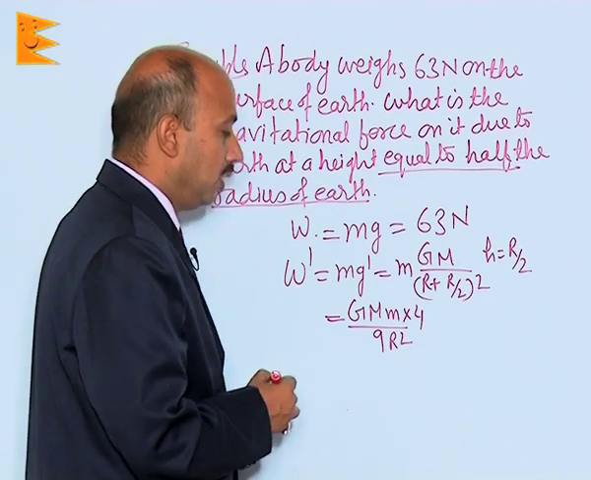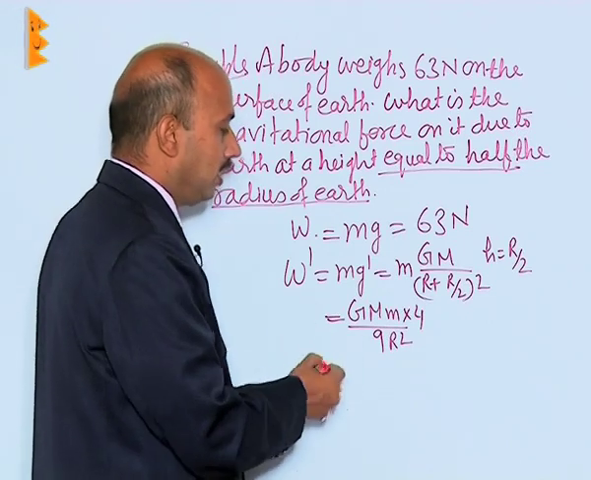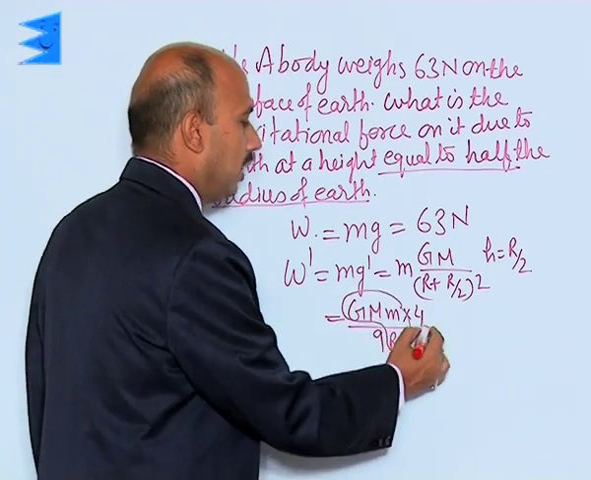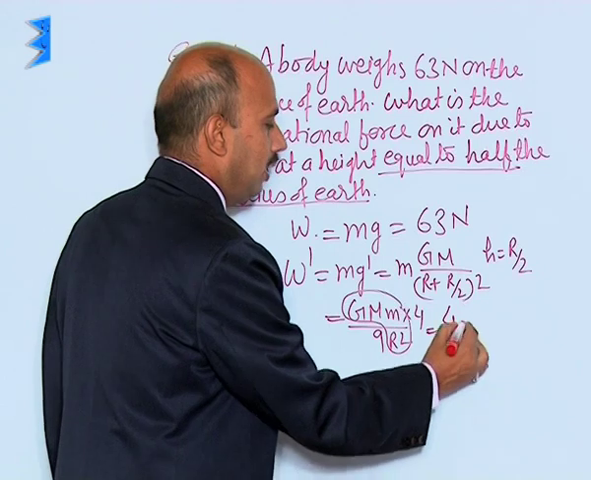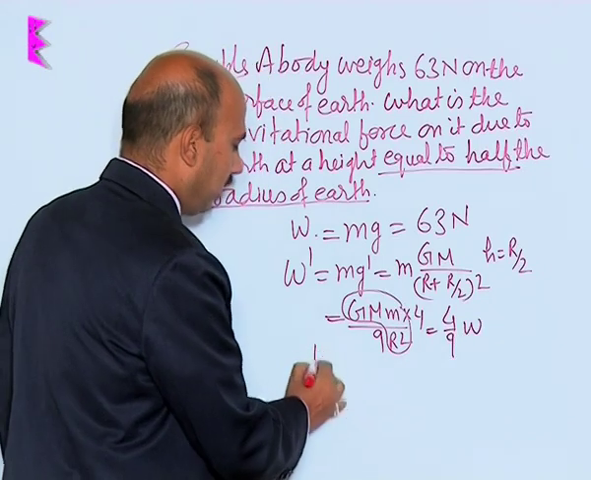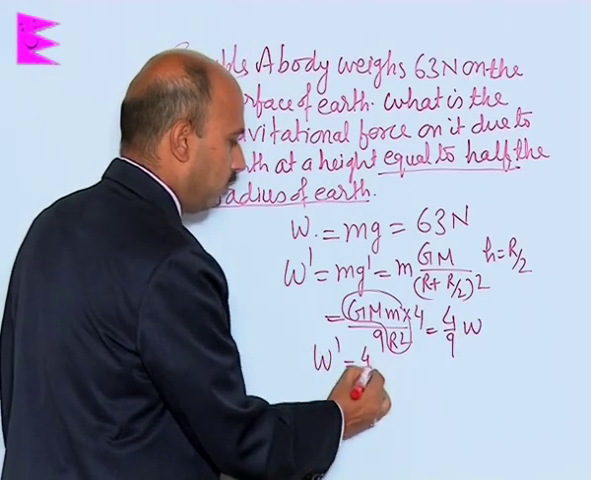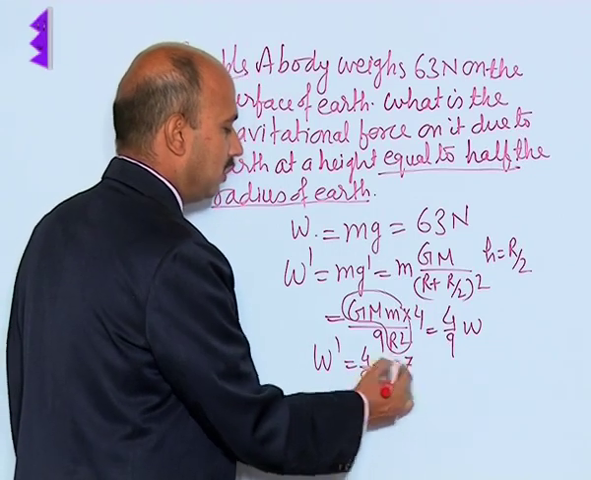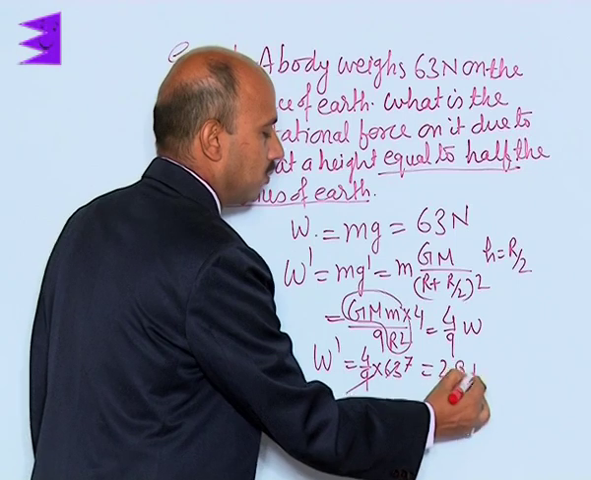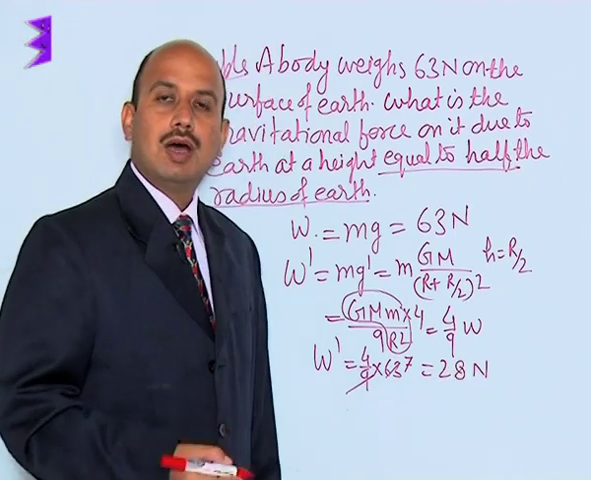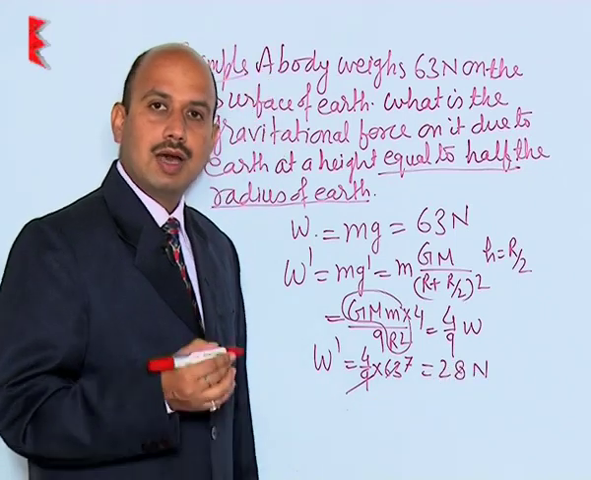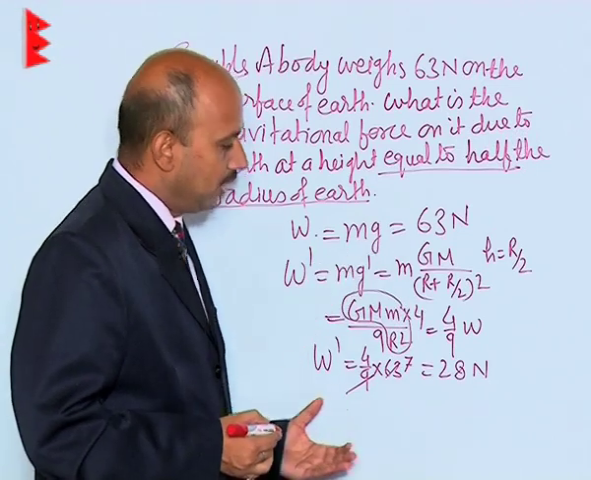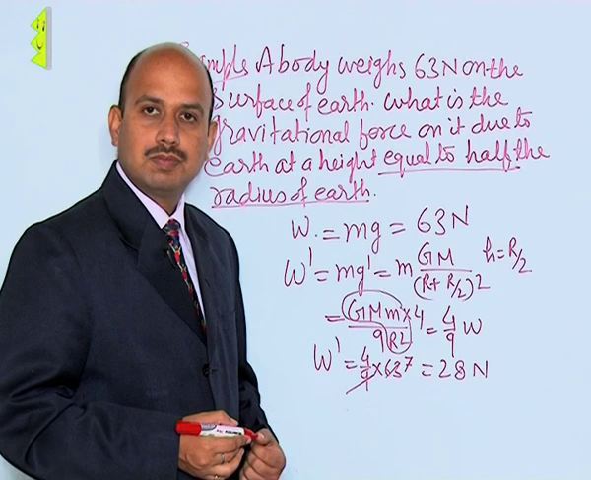Now, you have to see what the weight is at that height. This weight is known as the gravitational force. So, we can write 4 by 9 W. So, W dash is equal to 4 by 9 into 63, that is 28 Newton. So, when the body goes above the surface of earth at a height equal to half the radius of earth, its weight becomes 28 Newton.